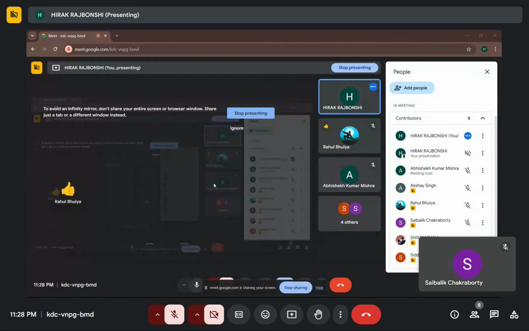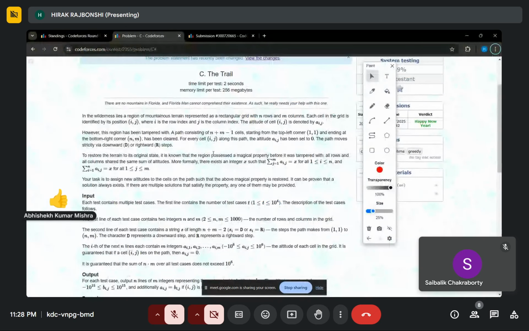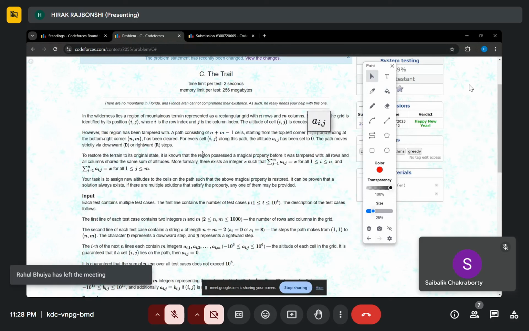Okay, now we will discuss question number C. So, what does the question say? Basically, there is a region which is represented by a grid of n rows and m columns, and each cell is a mountain, and the height of the mountain is a_ij. The region has been tampered with. It means the height of some mountains has been changed. A path consisting of n plus m minus 1 cells starting from top left.